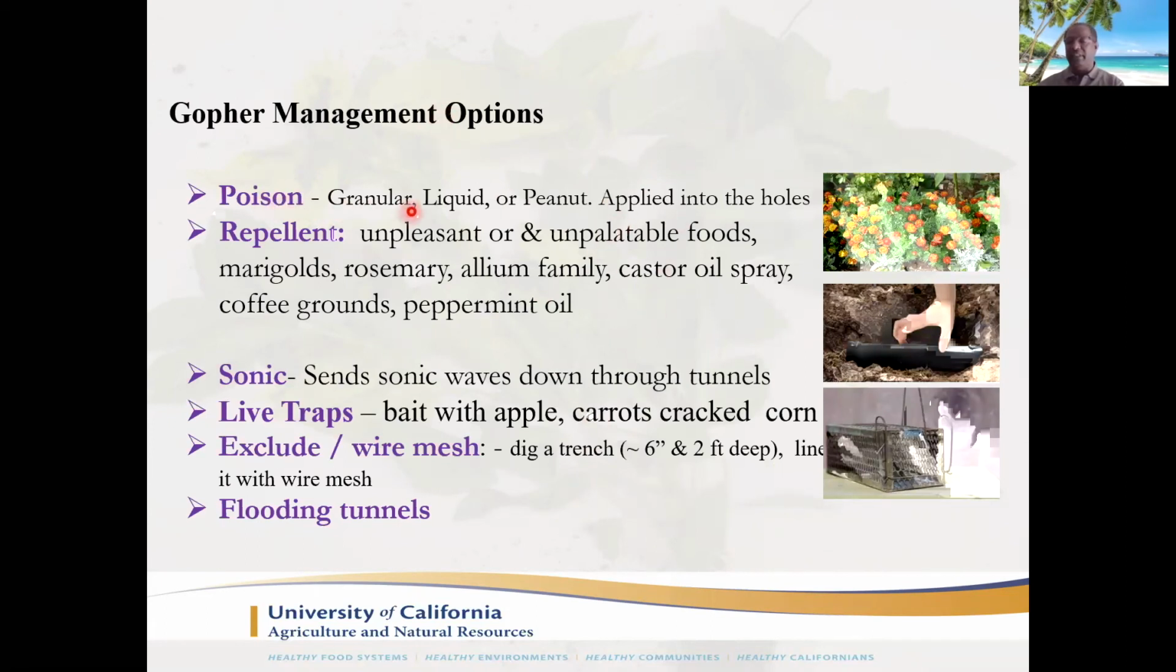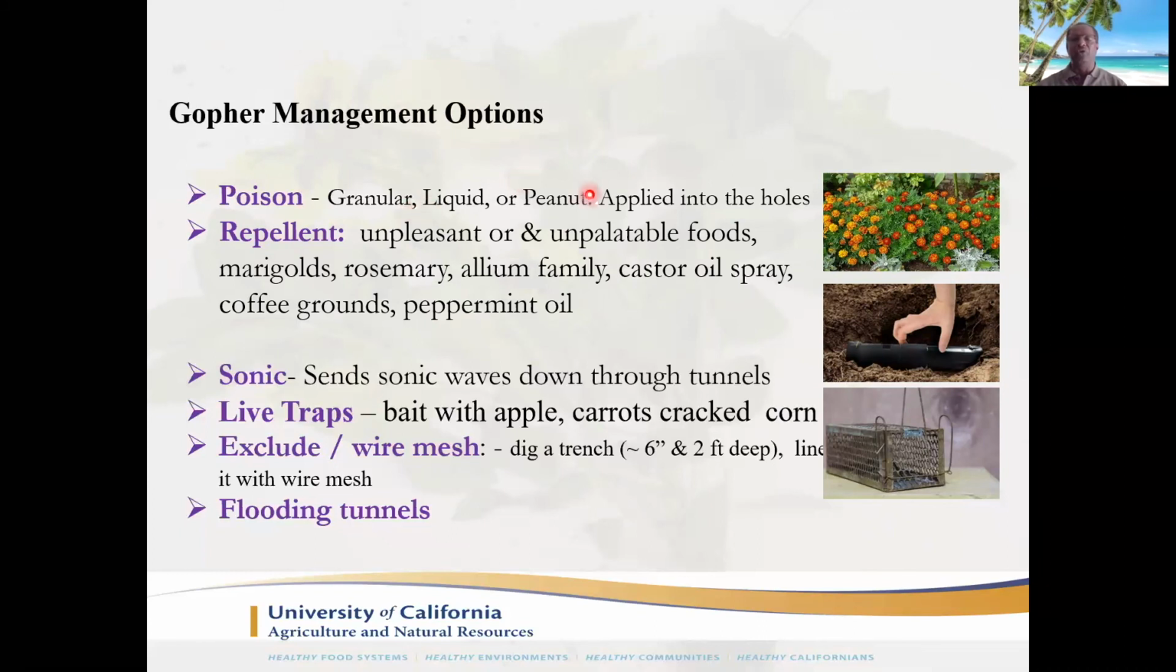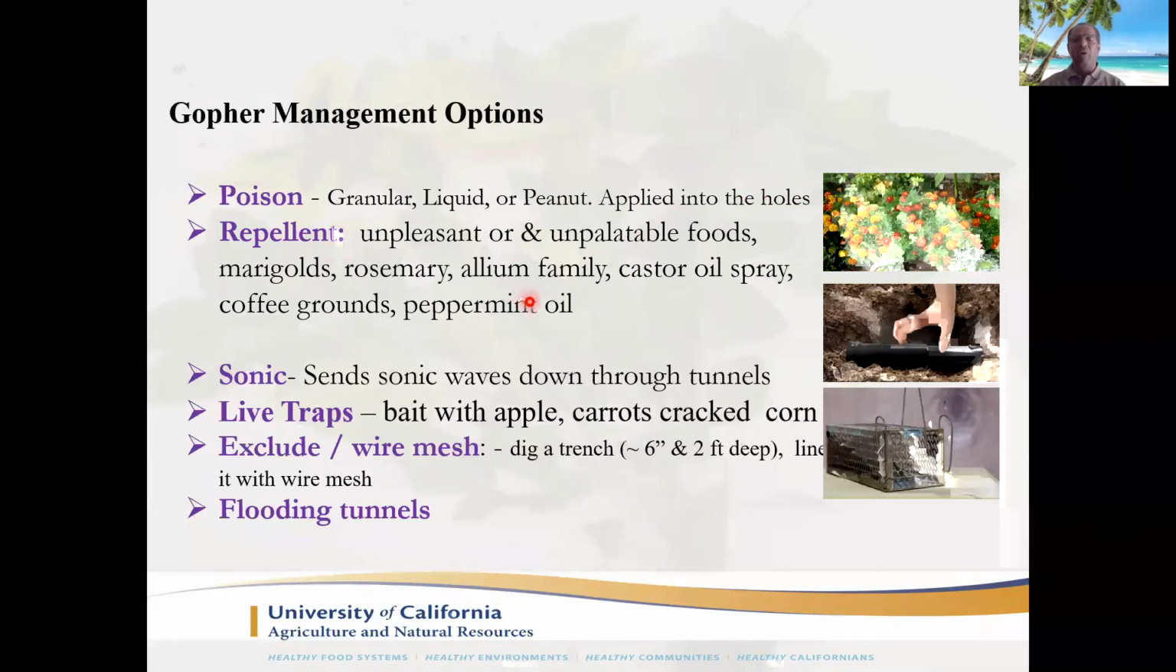There are poisons that are not actually poisonous to other animals or others, specifically made for those. They love peanuts, so they mix them with peanuts and give it to them, or apply it into the holes. And then there are repellents, unpleasant or unpalatable foods.